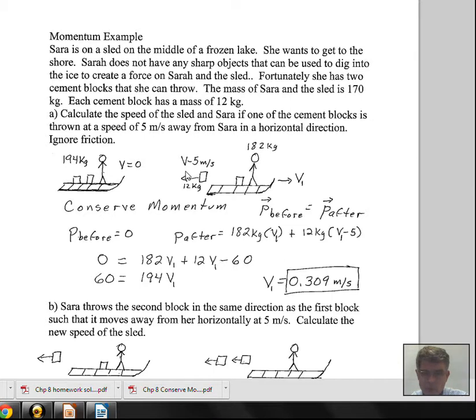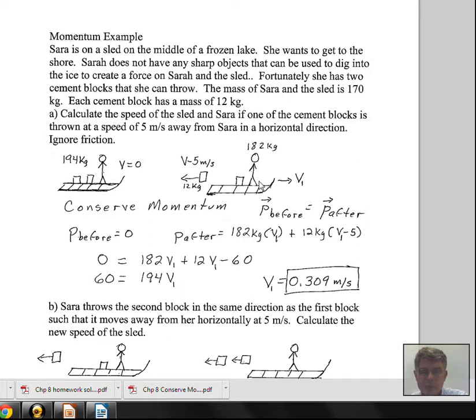And it's going to go off in the horizontal direction. We're going to ignore vertical parts of the problem. It's not a projectile motion problem. We're just concerned in the horizontal direction as to what is happening. So we have 182 kilograms now with a sled and one cement block. It's going to be traveling to the right with some speed v. The concrete block is traveling to the left with a speed of whatever the sled speed is, minus 5 meters per second. The minus sign, it's going the other way.